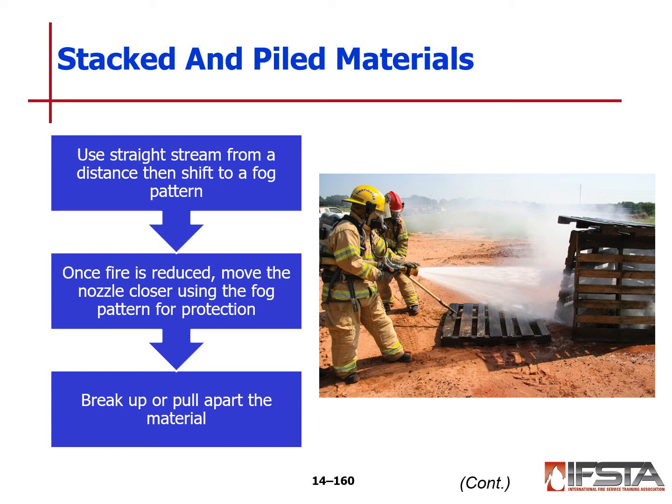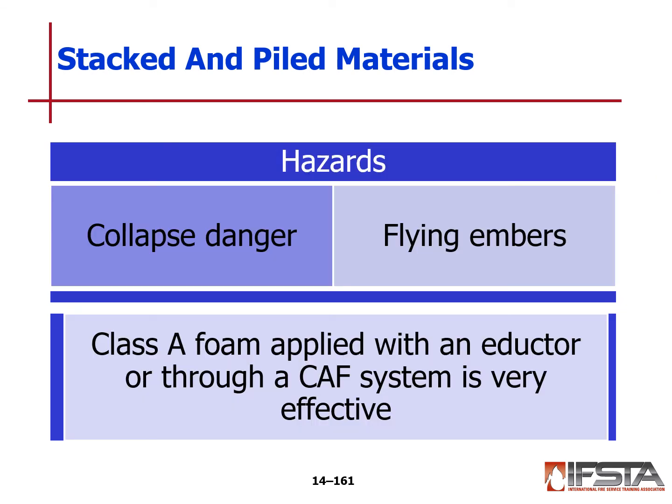This is another example where fog patterns work well. Remember, when you're using these fogs, you are in the outdoors. You're not in a compartment or a confined area. Once the fire is reduced, move the nozzle closer using your fog patterns, and that fog pattern will even protect you. Break up or pull apart the material with pike poles as we go along. Remember, with stacked and piled up materials, we could have a collapse danger, and we can also have a danger of flying embers. Class A foam applied with an eductor or from a CAF type system is very effective. So this is an area where the Class A foams that we're carrying on our apparatus are effective.